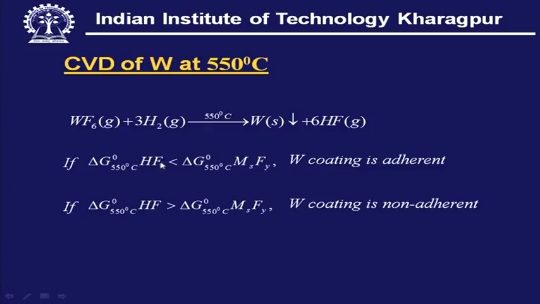Here also we see that if this fluoride is more stable, that means if this delta G 0 of this hydrogen fluoride at 550 degrees is highly negative than that of this fluoride of the substrate, the coating is going to be adherent. If it is contrary to that, it simply points to the fact that the free energy of formation of this fluoride of the substrate element is more negative. Tungsten which will form on this stable fluoride cannot be a well adherent coating.